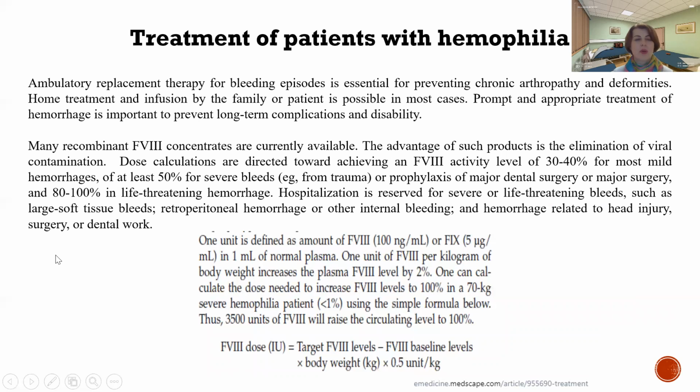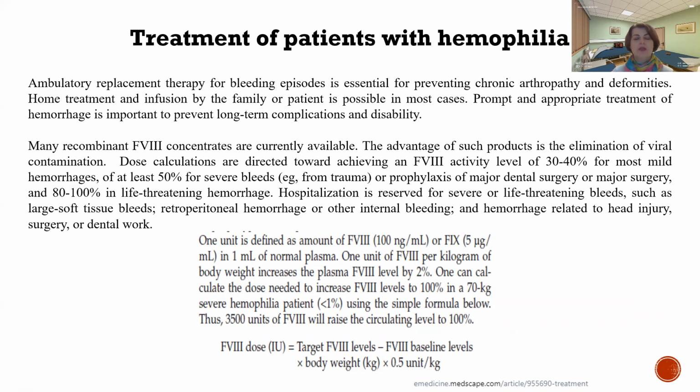Ambulatory replacement therapy for bleeding episodes is essential for preventing chronic arthropathy and deformities. Home treatment and infusion by the family or patient is possible in most cases. Prompt and appropriate treatment of the hemorrhage is important to prevent long-term complications and disability. Many recombinant factor VIII concentrates are currently available. The advantage of such products is the elimination of viral contamination.